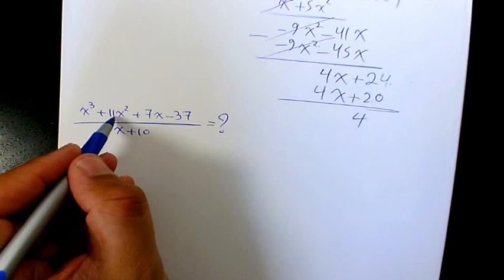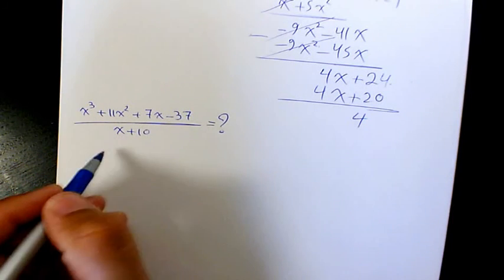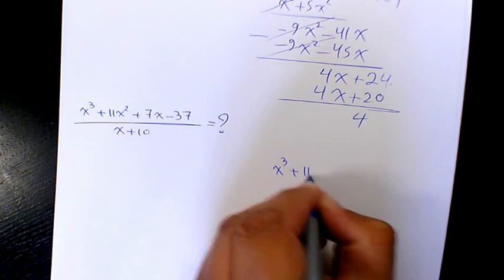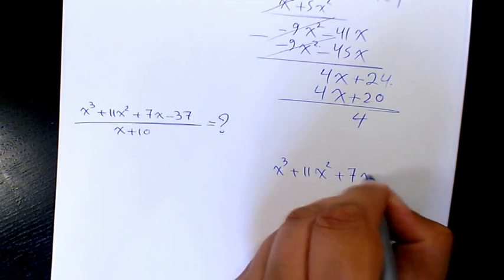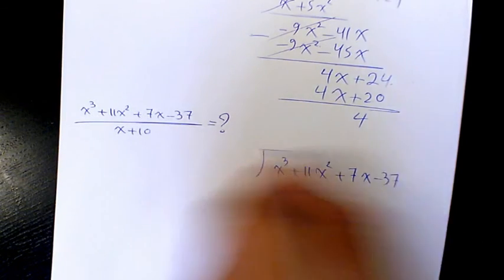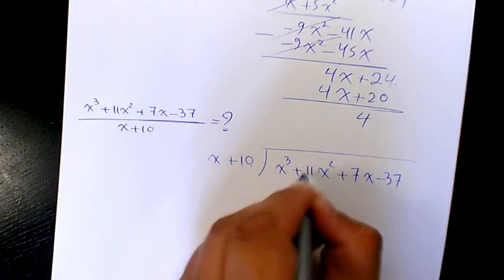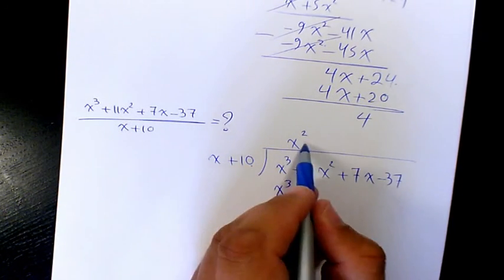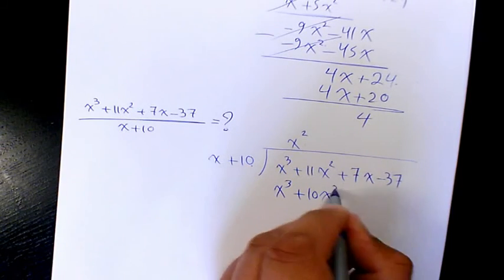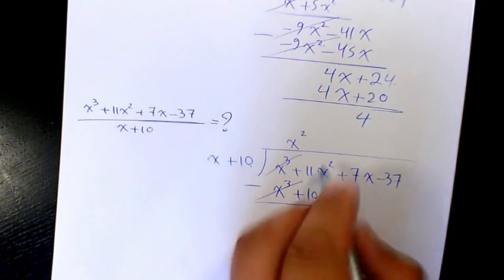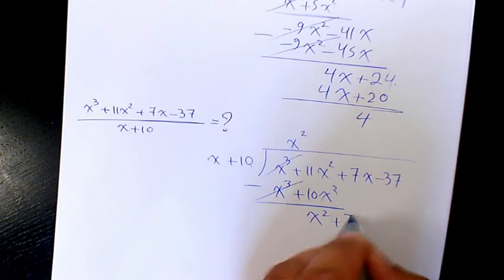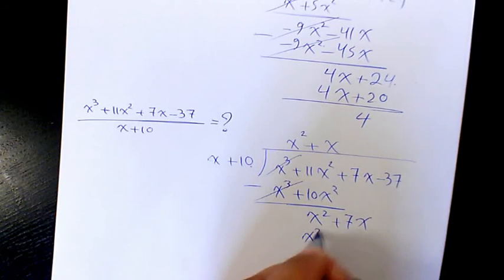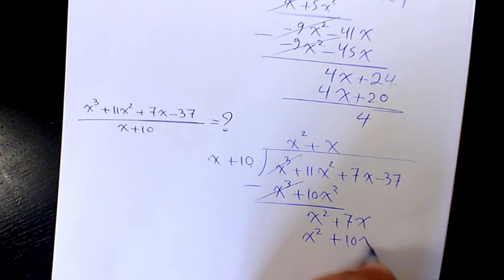Next example: x cubed plus 11x squared plus 7x minus 37 divided by x plus 10. So x cubed divided by x is going to be x squared. x squared times x is x cubed. x squared times 10 is 10x squared. When you subtract it, these two cancel out. We have x squared, 7x. x squared divided by x is going to be x. x times x squared, x times 10 is 10x.